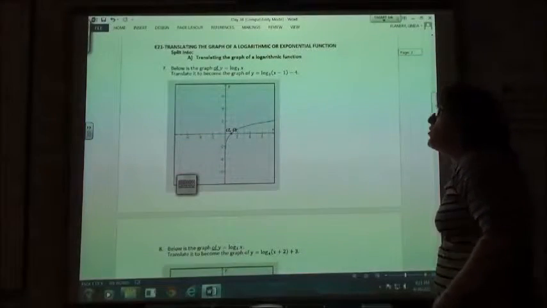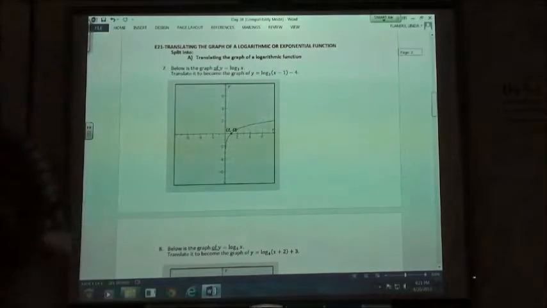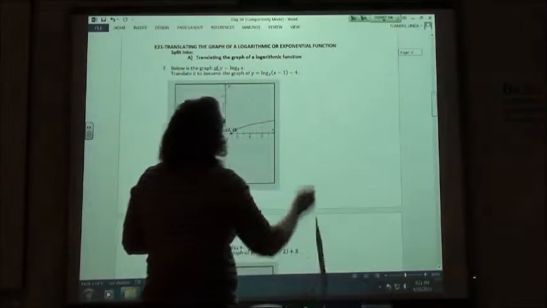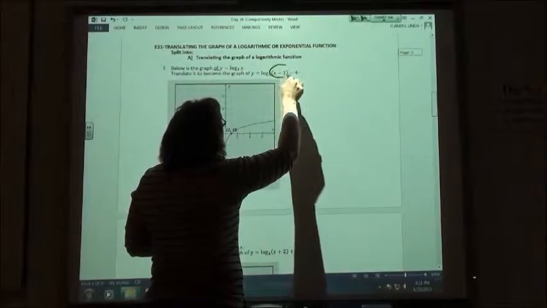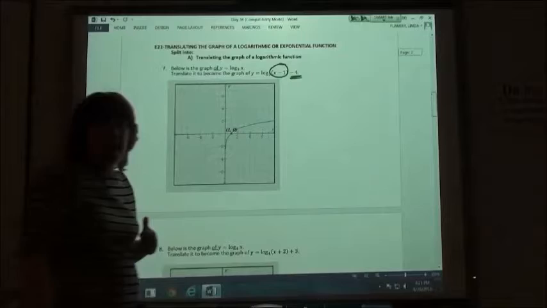Number 7, these are those translatings of our graph. We did a whole lot of translating already, left and right, up and down. We have to remember that the number in with the x shifts it left or right. The n number shifts it up or down.